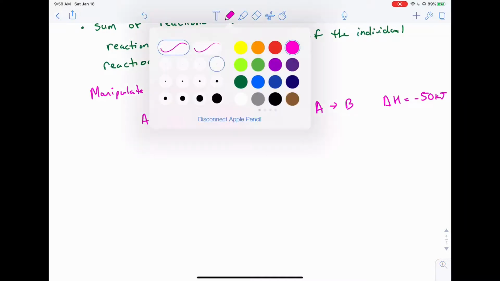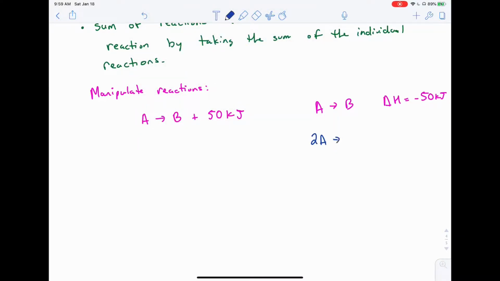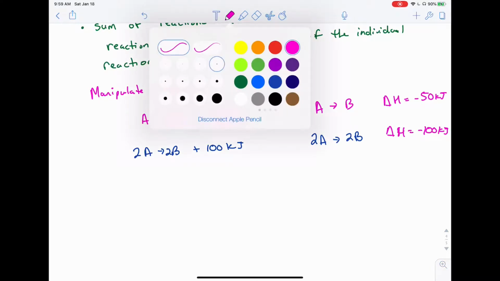Now, when you manipulate a reaction, you manipulate all the terms of the reaction. So, for example, if I want to find out 2A yields 2B, what have I done to the reaction? Multiply by 2. So essentially what I've done is multiply this by 2, so it becomes 2A yields 2B plus 100. So all we've done is change the delta H of this reaction to minus 100 kilojoules.